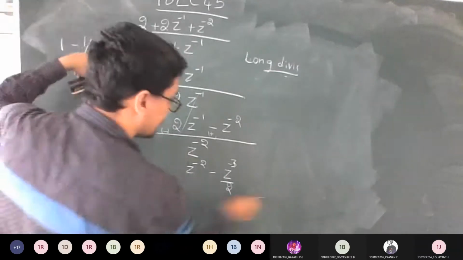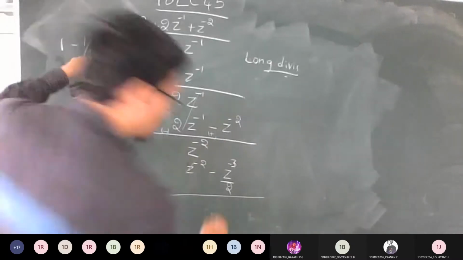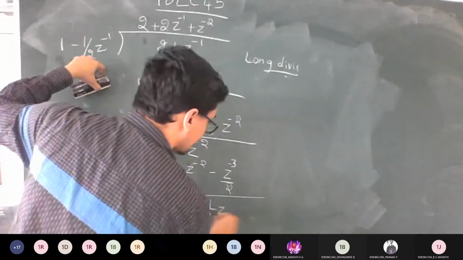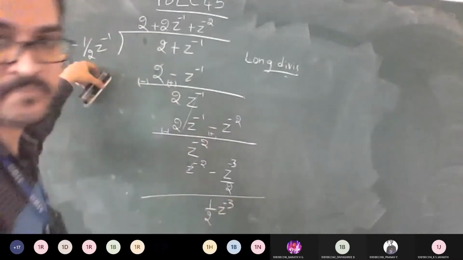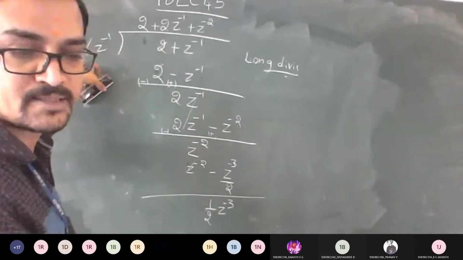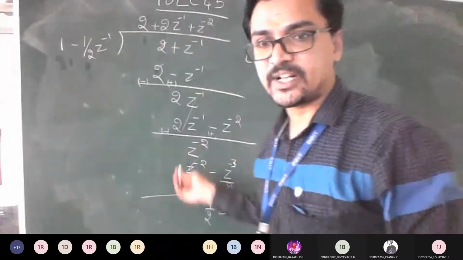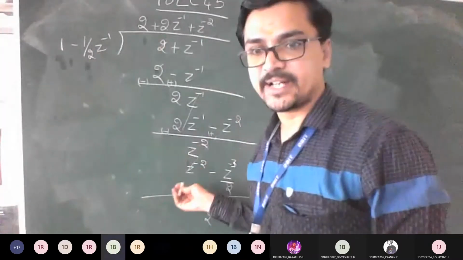Yes, sir. Again, same procedure. This gets cancelled. What is left out now? It's 1 by 2 z raised to minus 3. Understanding, everyone? So do you think there is an end for this? It will keep generating, right? Yes, sir.